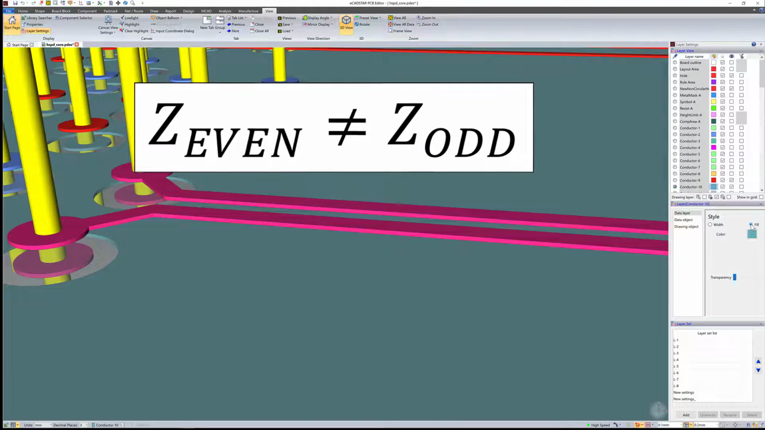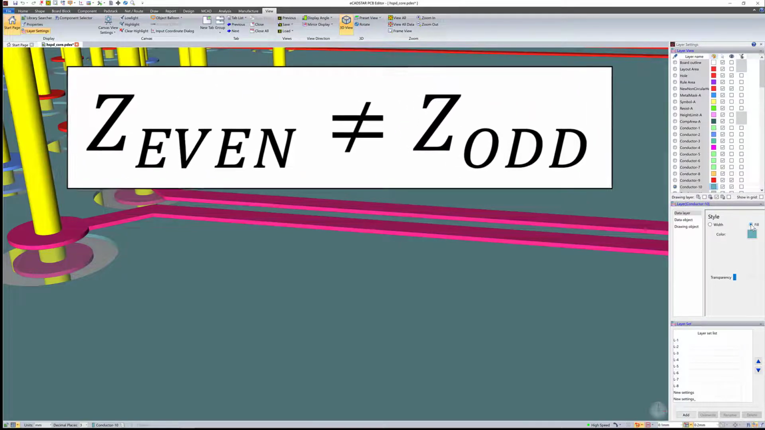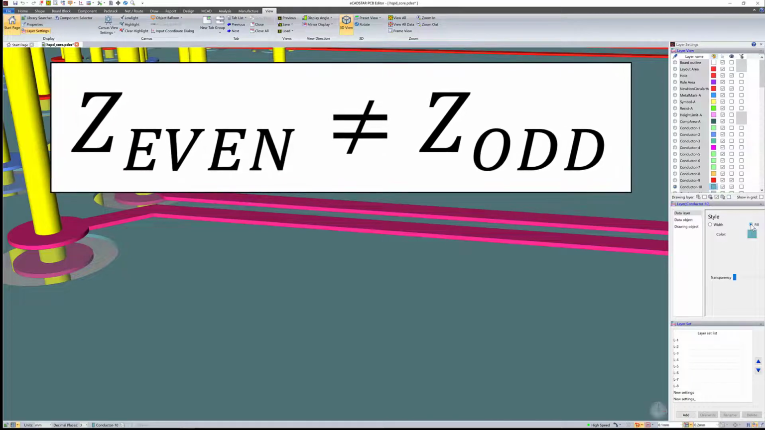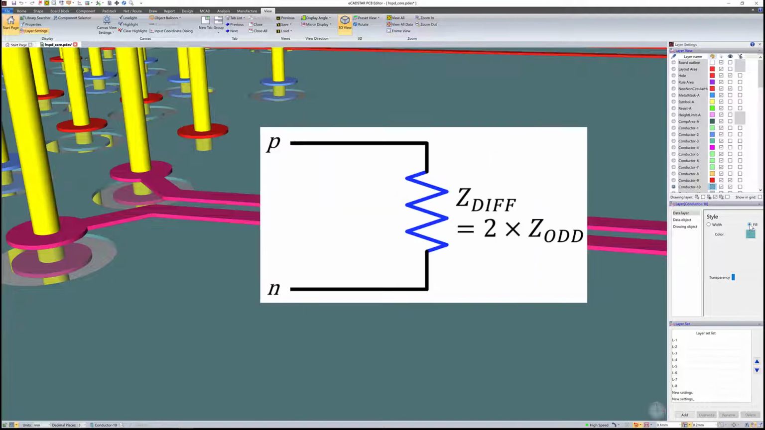The more the two sides couple to each other, and the less they couple to power and ground planes, the more mode dependent the impedance becomes. To terminate the two sides of a differential pair separately at the far end, you usually use the odd mode impedance, like this. And the simplest termination between the two sides uses the differential impedance, which is exactly double the odd mode impedance.